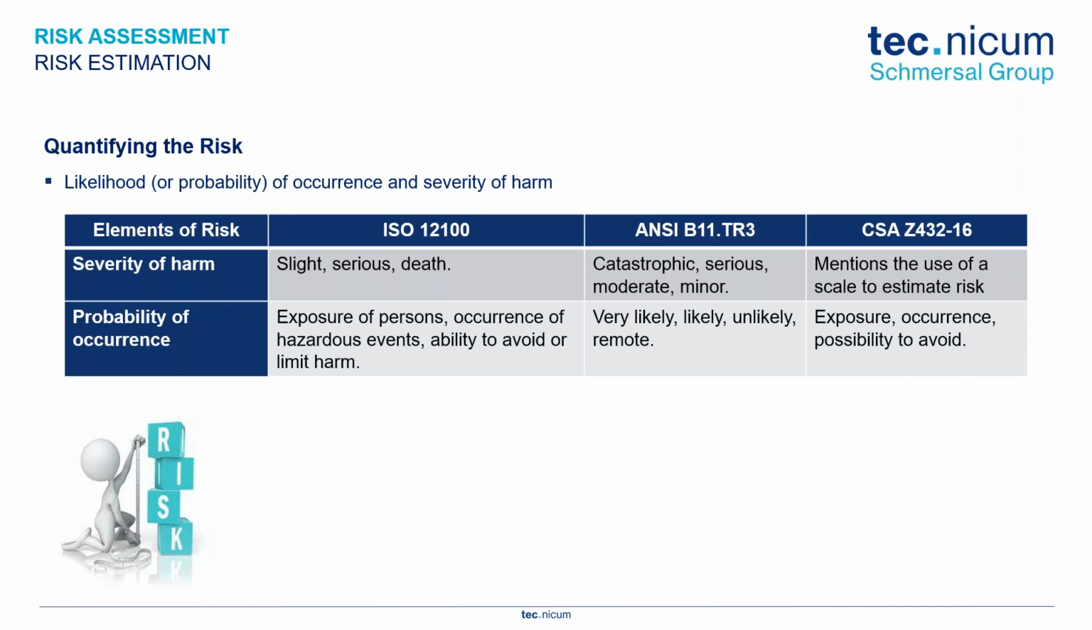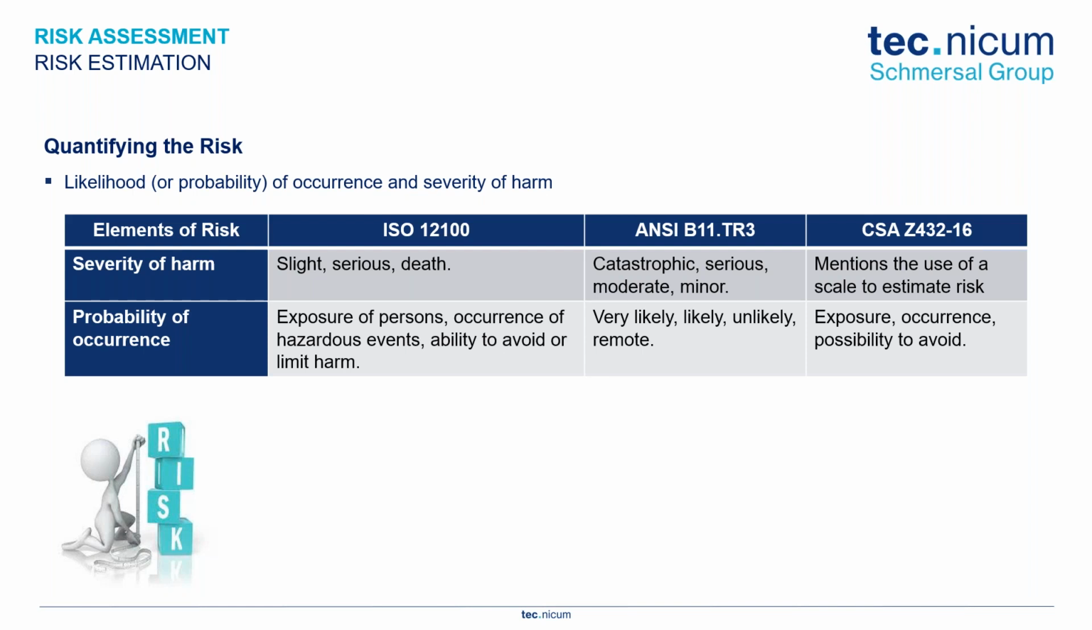Okay. So when we look at the standards and we look at what they mean by severity of harm, well, ISO 12100 refers to the severity as something that's slight or serious or something that can cause a fatality. The technical report says it can be something that's catastrophic or serious, moderate, or minor. Z432 doesn't really give a description, but more so says that you want to use a scale.